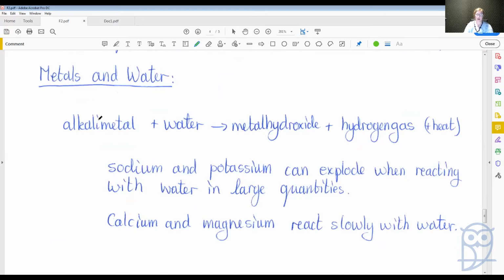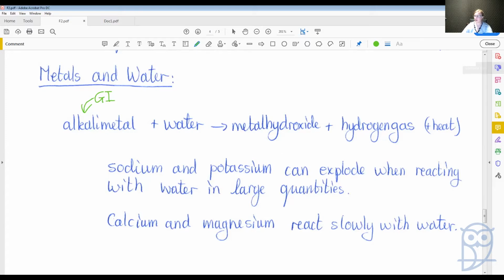So, continuing on to metals reacting with water. This is specifically group 1 on the periodic table, the alkali metals. So if alkali metals react with water, you get a metal hydroxide and hydrogen gas, and quite a bit of heat. So sodium and potassium can react very violently. It can even explode when reacting with water. And calcium and magnesium react a lot more slowly. So you would get some bubbles forming from this reaction instead of big explosions.